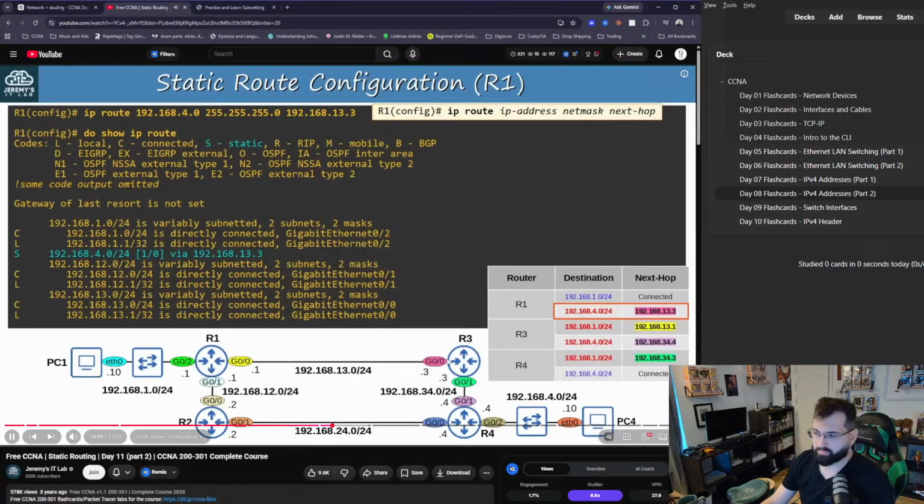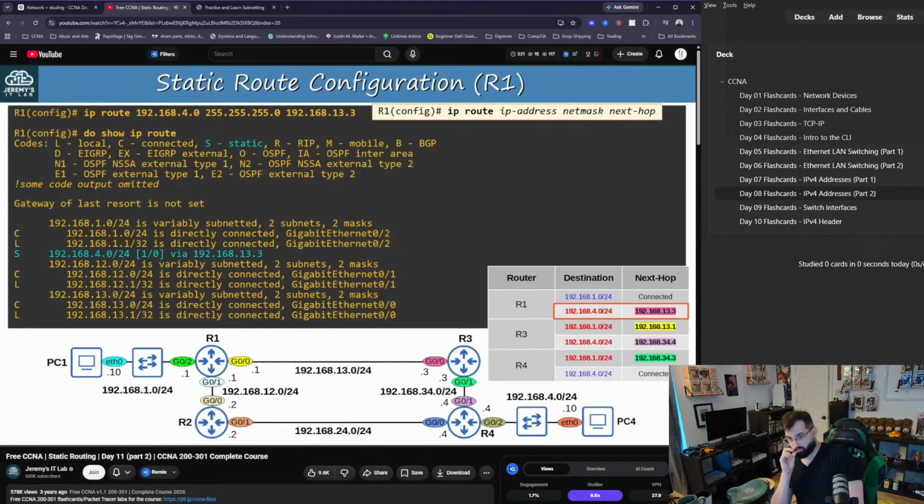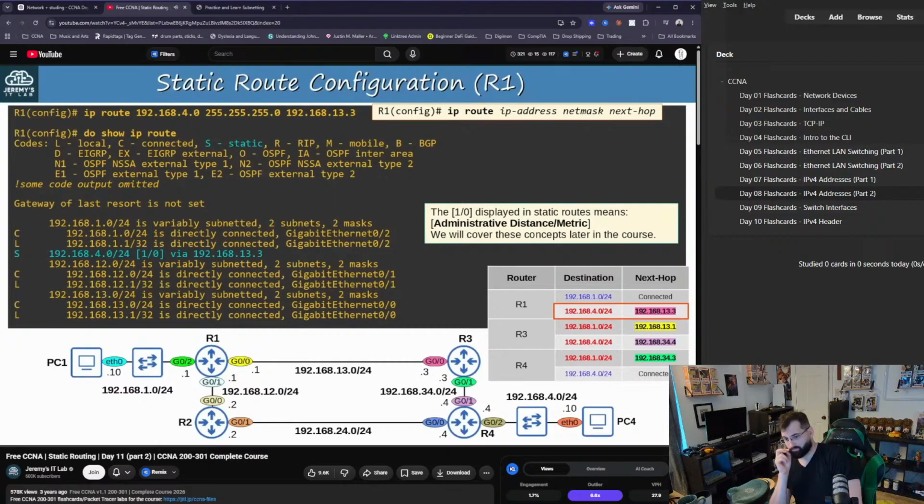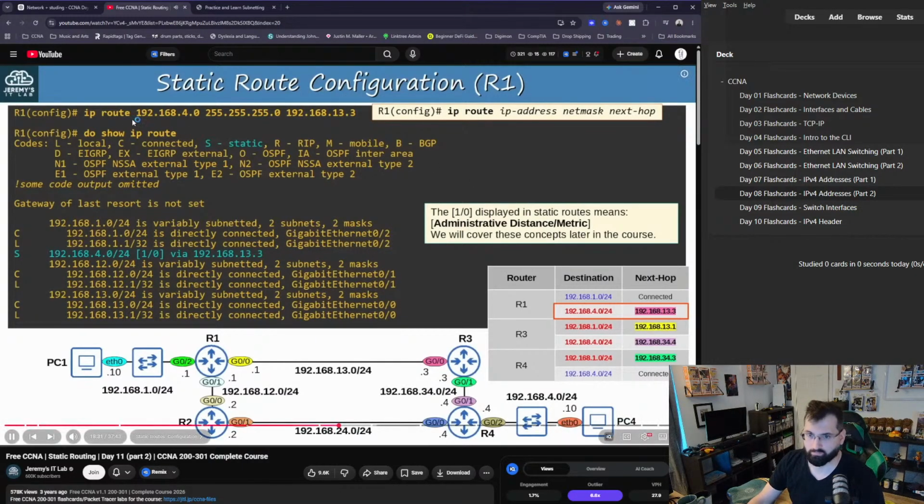The code for static routes is S, as you might have guessed. And I've also highlighted the route itself in the table. Notice in square brackets there are two numbers, 1/0. What do those numbers mean? They are the route's administrative distance and metric. We will cover these concepts later in the course. Don't worry about their meaning for now. I'm just pointing them out in case you're curious what those numbers are.